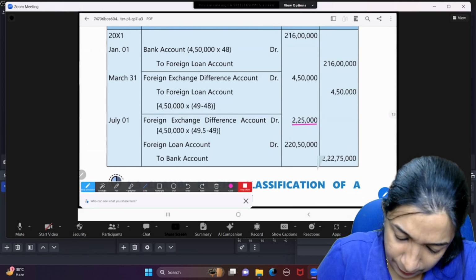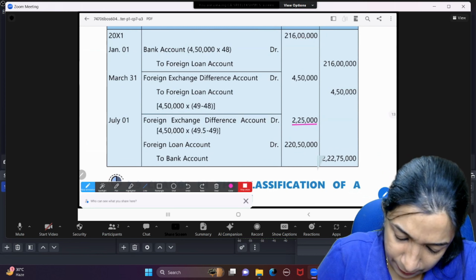You can read the answer. Alam Limited borrowed US dollar 4,50,000 on 1st January, which will be repaid as on 31st July 2011. So which means you borrowed on 1st January 11. So that borrowings, what is the entry when you borrow? Borrow means it's a loan, liability. So liability is to be credited. So I received money, bank to loan.